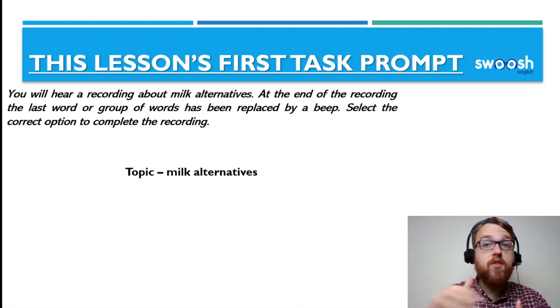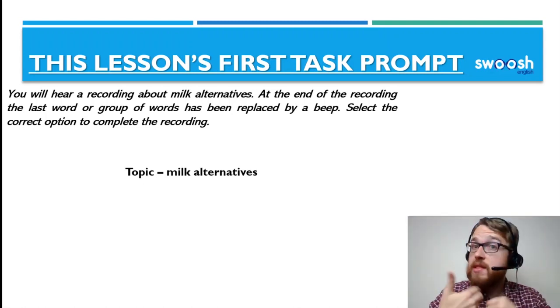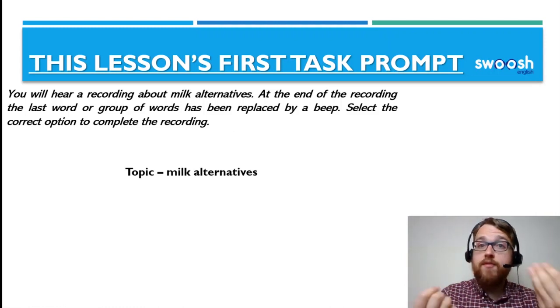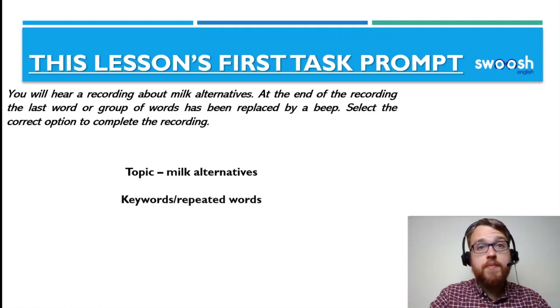You want to listen out for when milk alternatives is mentioned, where it is mentioned, because obviously it being the topic, it more than likely will be the topic sentence. How will it appear then throughout the listening? After all, it is our key idea. Also, listen out for any keywords and repeated words. Don't forget that the keywords and repeated words will obviously contain most of the contextual clues of this prompt, and therefore they will give you good clues and good understanding of what the answer may be.